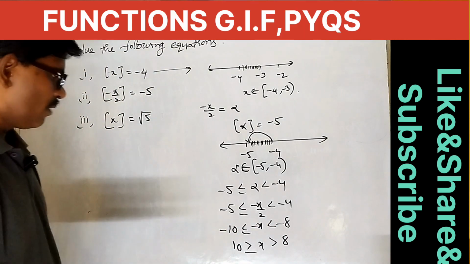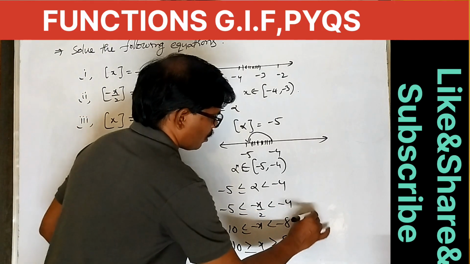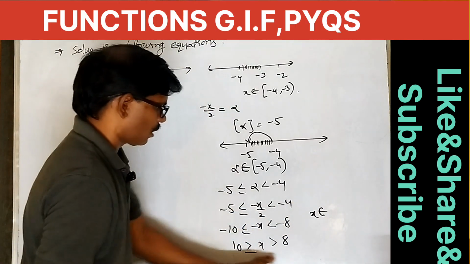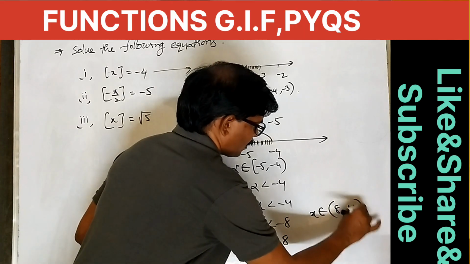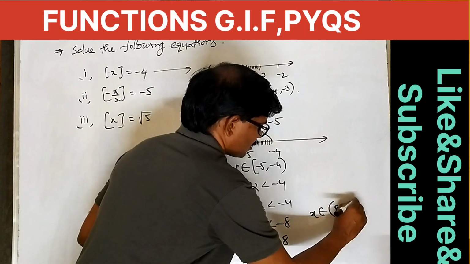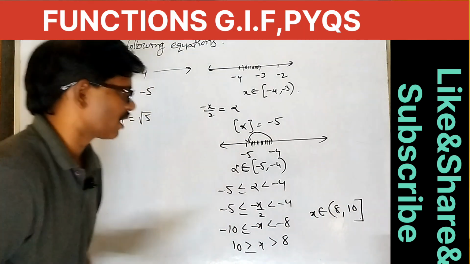What is the x belongs to value? x belongs to the open interval 8 comma 10, where 10 is the closed interval. This is the x belongs to value.